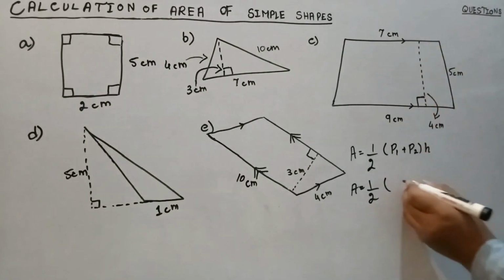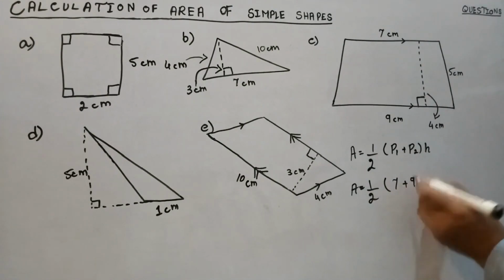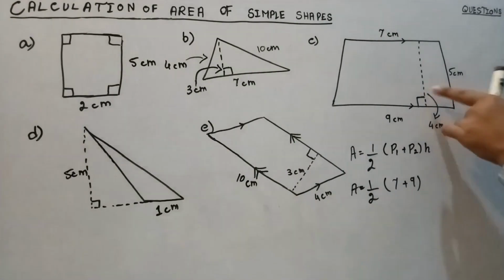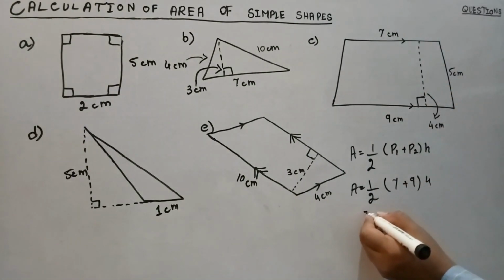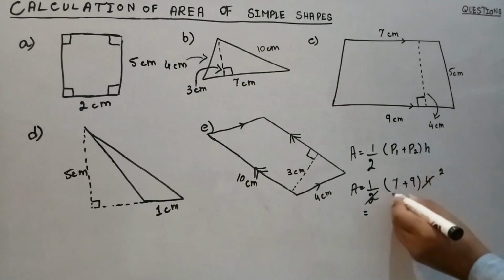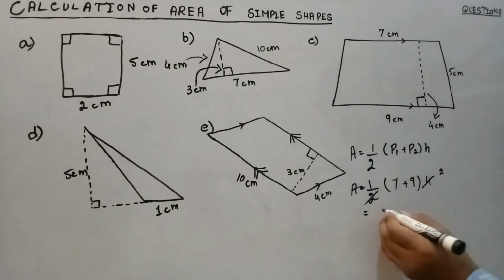Let's say 7 is our first parallel side, plus P2, let's say 9 is our second parallel side, and here we have the height, which is, you can see, 4 centimeters. So here this 2 is cancelled by this 4. Here I will get 2. 9 plus 7, or we can say 7 plus 9, will be equal to 16.